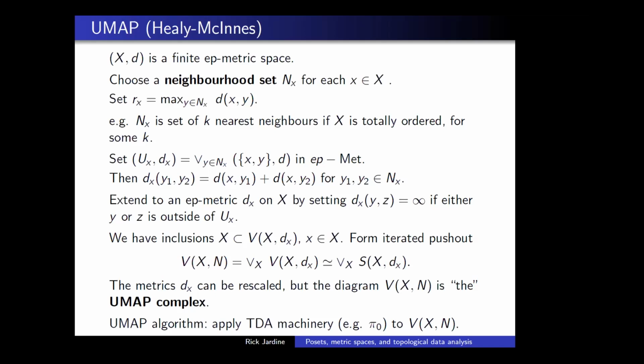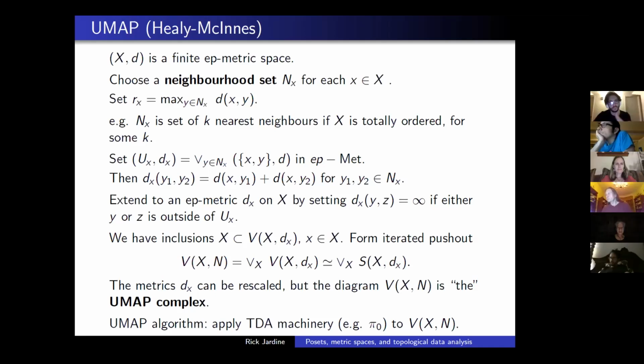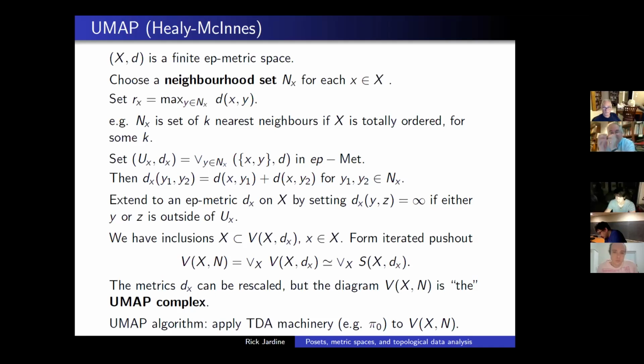If you take each member of N of x, there's an array from x to y, just x and y itself. That's a finite EP metric space. So you can take the wedge of those rays in EP metric spaces along the common element x. That's what this wedge notation means, but it's in EP metric spaces. So that's forcing certain things on you. This is a co-limit in EP metric spaces of a bunch of rays.